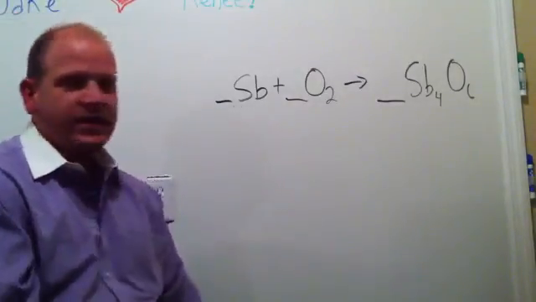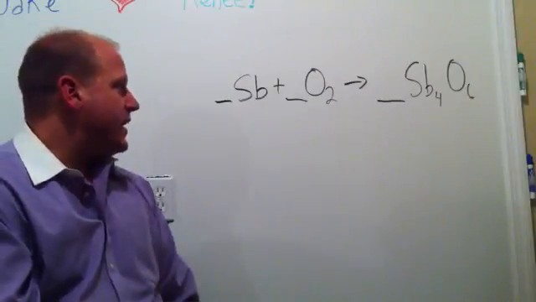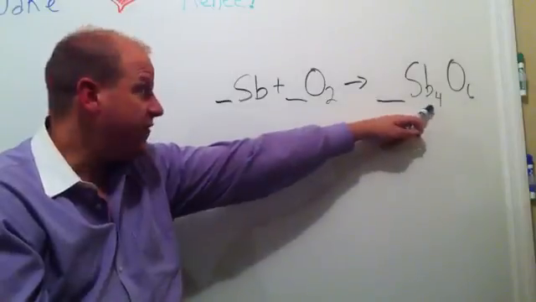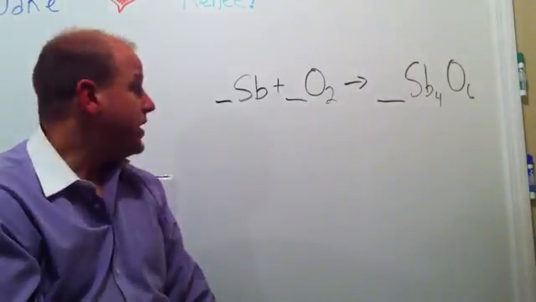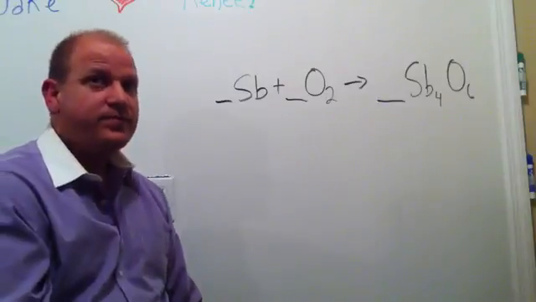So let's take a look at our SB, whatever that is. So right now I've got 1 SB on my reactant side. I look over on my product side. I've got 4 SB on my product side. So what do I multiply this single SB by to get 4?